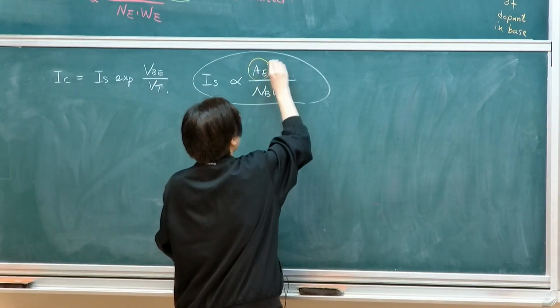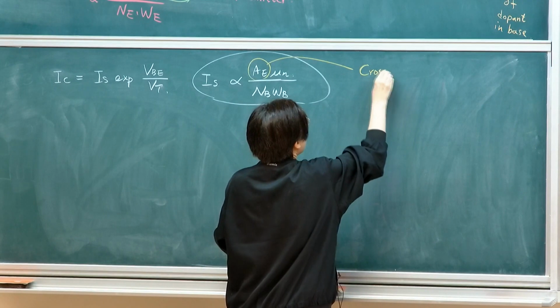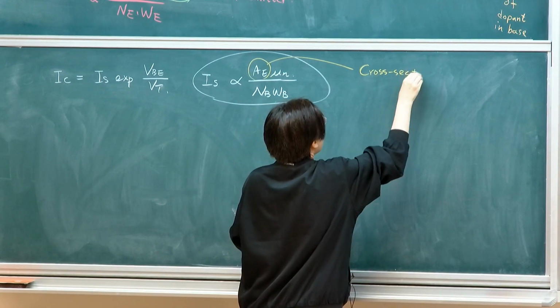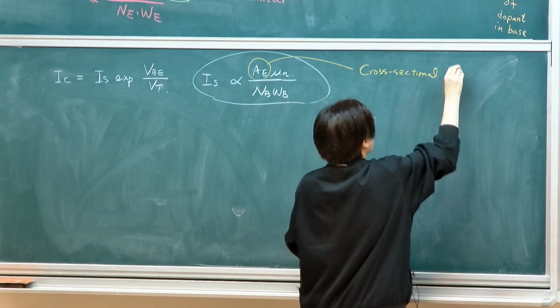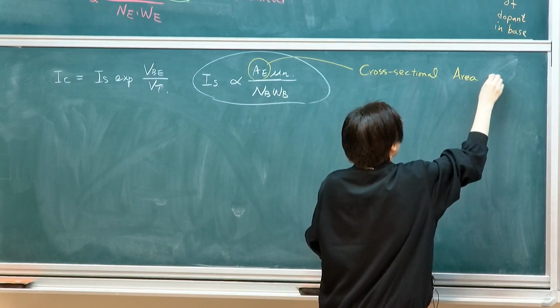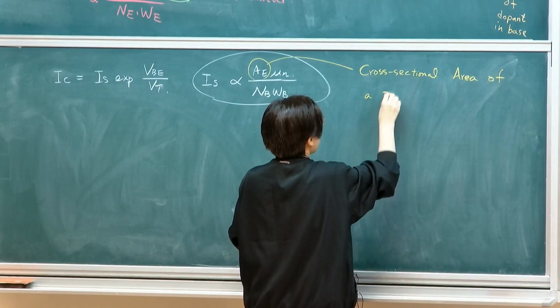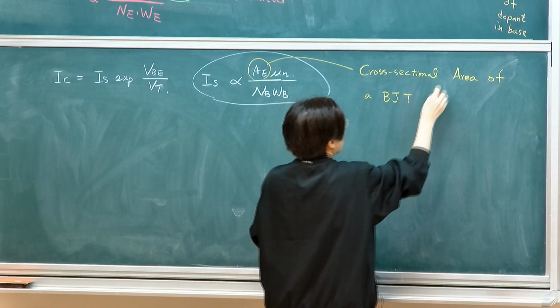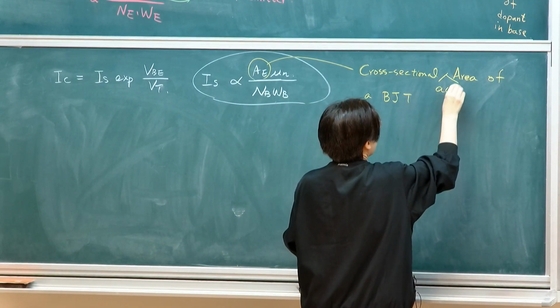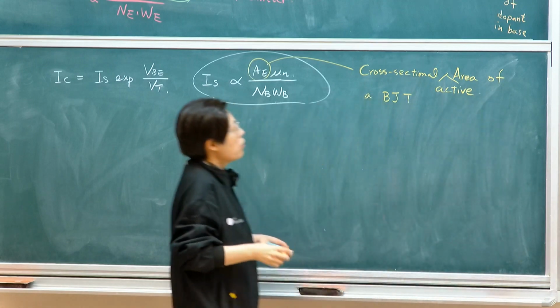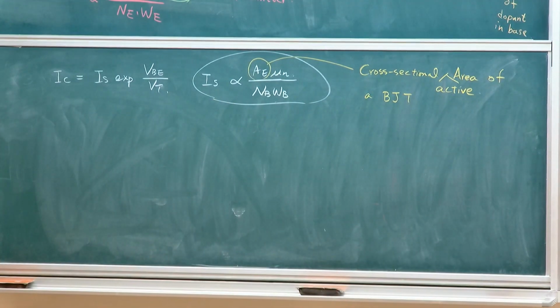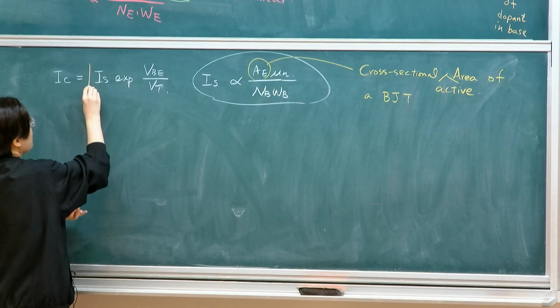AE. Once again, this is the cross-sectional area, or I should say active area, of the BJT. If you look at it from the top view, it's defined by the emitter area because that's defined at last, right? So one of the key parameters I want to highlight again is IS.